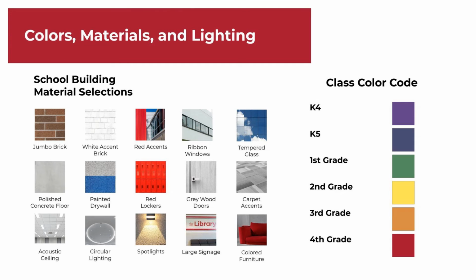In terms of colors, materials, and lighting, I really wanted my design direction to blend seamlessly with the existing exterior facade, but also modernize that structure a little bit. So jumbo brick is the main brick face that is used on the current school building. I want to continue that in the new addition, but also modernize the building with some white accents and maybe some red accents as well, as that's the primary brand color of the school, and some big expansive modern windows.